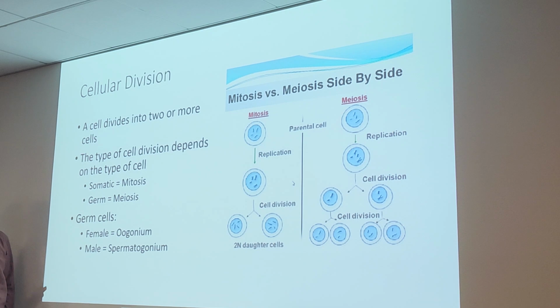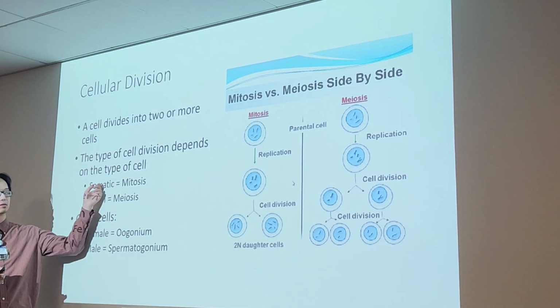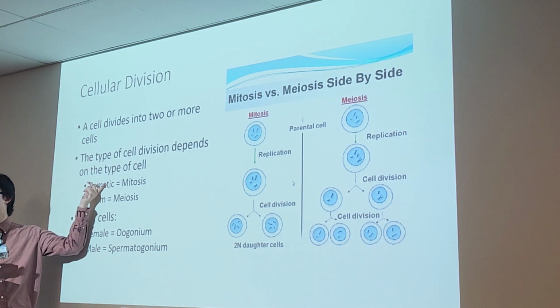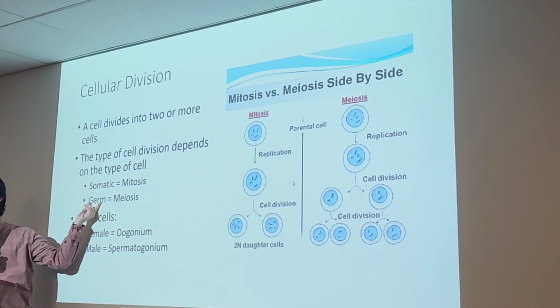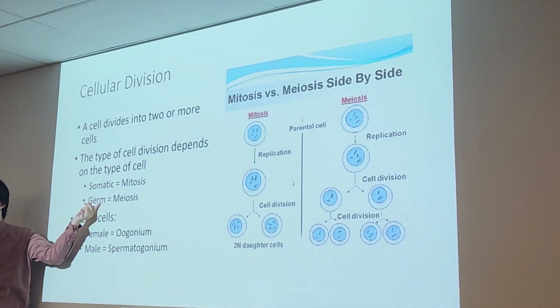Somatic, you said that was the body cells? Yes, somatic is body cells. So if you see the word somatic, it refers to a body cell. If you see the word germ, it refers to a sex cell, either sperm or egg.